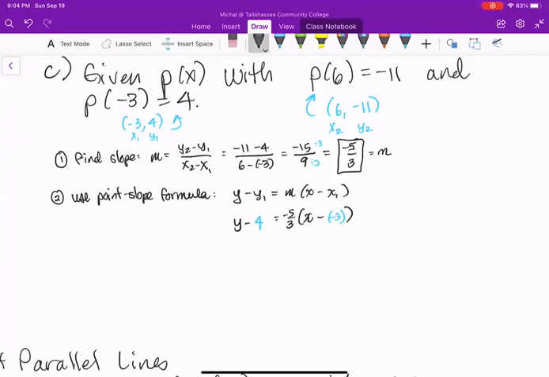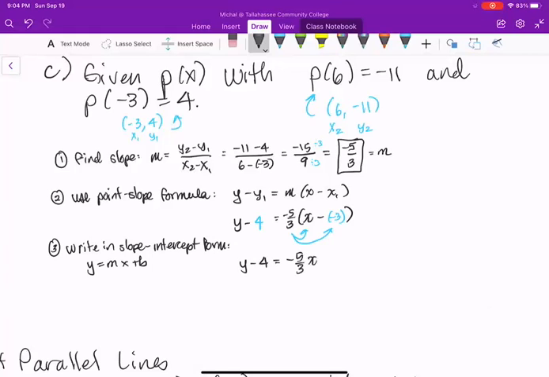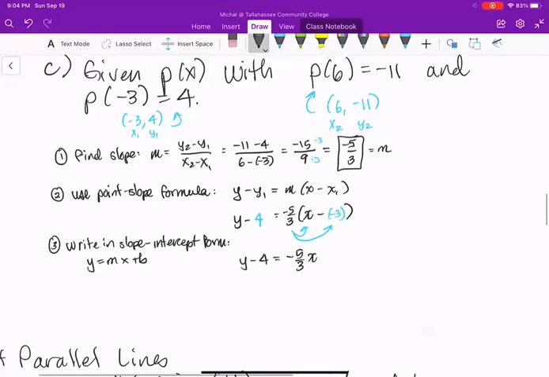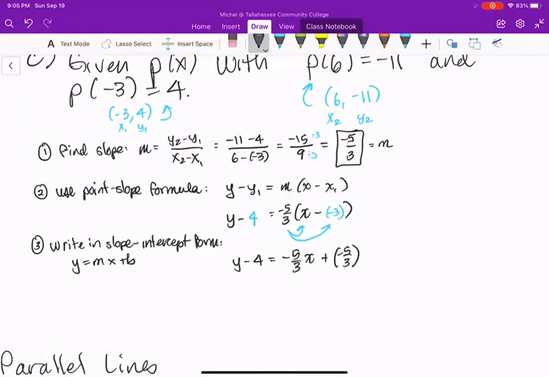This is technically the point slope formula, but when you are writing your answer, you're going to want to write it in slope intercept form. To do that, all we're going to do is simplify it and solve for y. The first thing I'm going to do is distribute the -5/3, because in slope intercept form I don't have any parentheses. So I have y minus 4 equals -5/3 times x, and then remember, minus -3 is the same as plus 3, so this is plus -5/3 times 3.